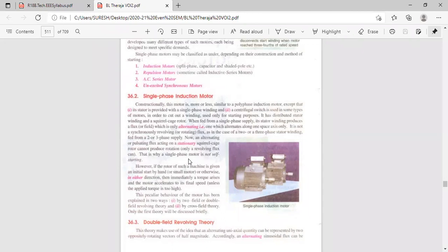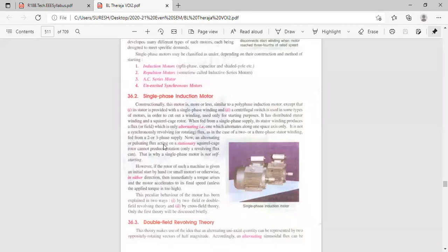How will we make the rotor rotate? It is not a synchronously revolving flux as in the case of a 2 or 3 phase stator winding fed from a 2 or 3 phase supply. If the 3 windings are there, then a relative motion will be created between the fluxes, and then rotation will automatically be created.